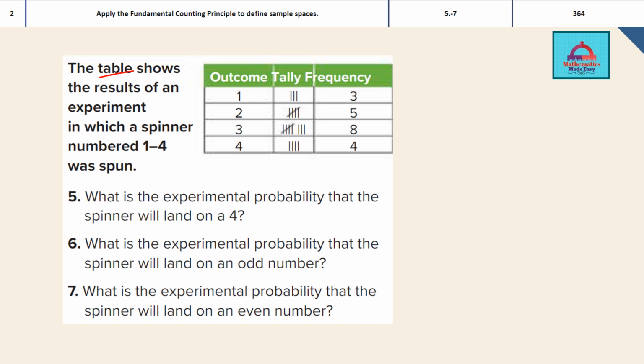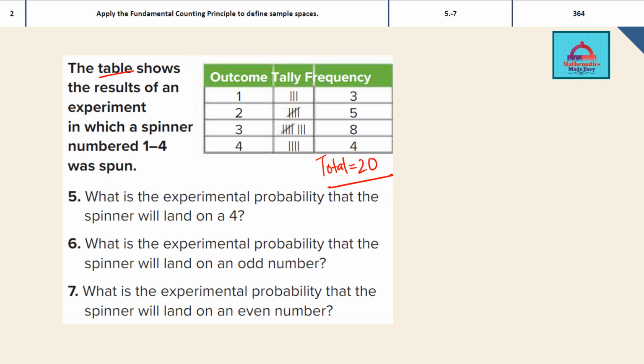So the first thing we need to do here is to calculate the total frequency. And we are going to do that by adding these numbers: 3 plus 5 plus 8 plus 4. So this comes out to be 20 if we do the total. And now we will go ahead and answer questions 5, 6 and 7.